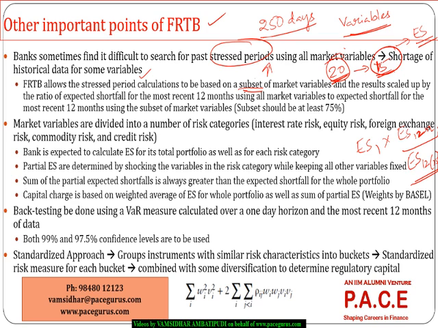So in case the data is not available for the historical period, this is a mechanism that the bank can typically follow in terms of computing the capital charge. That's one kind of flexibility they have in terms of the non-availability of historical data for some variables. But of course, the minimum subset should be at least 75%.